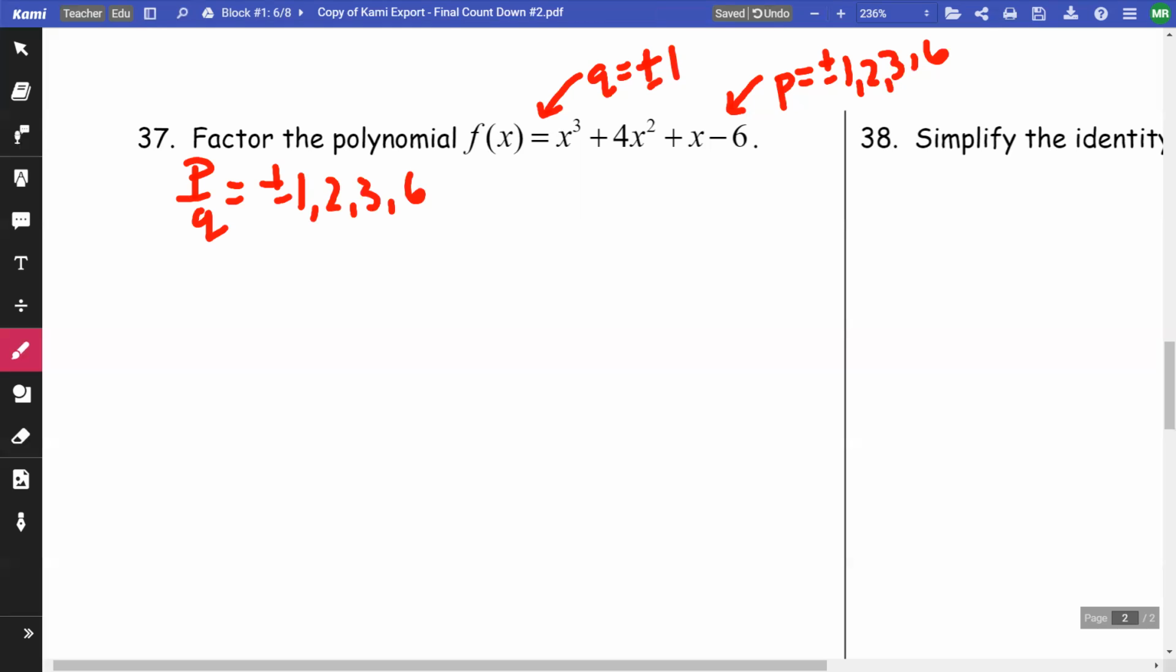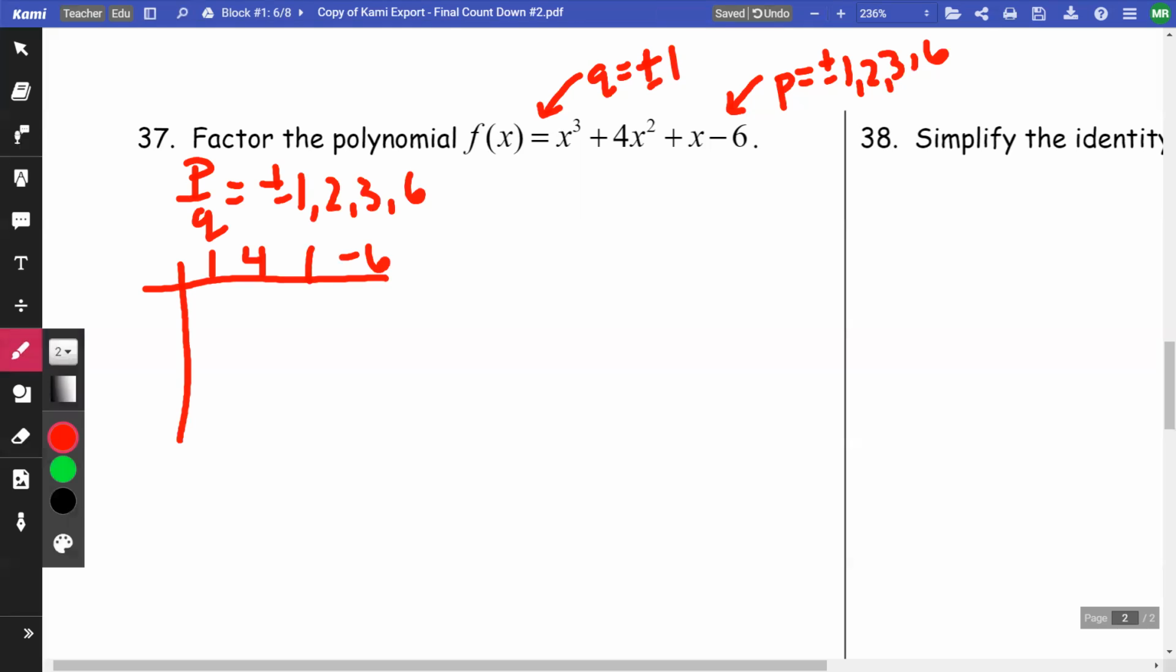Okay, so let's say I start with 1, 4, 1, -6, and let's say I try 1. Bring down my 1. 1 times 1 is 1. I add it to 4, I get 5. 5 times 1 is 5. I add it to 1, I get 6. 6 times 1 is 6. I add it to -6, I get 0.